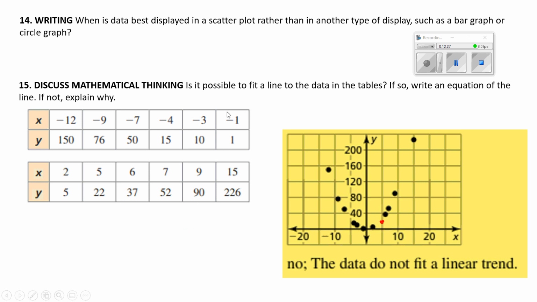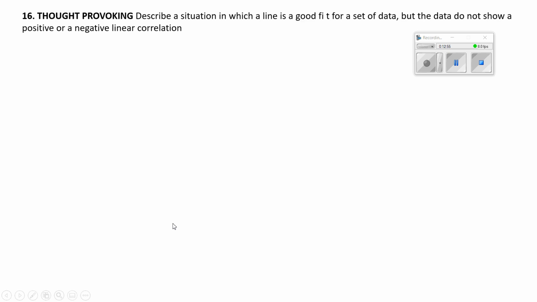All right. Is it possible to fit a line to the data in the tables? Well, no, because this is not a line. Some of it's going down, some of it's going up. The data do not fit a linear trend. It doesn't go upward, it doesn't go downward, it's just going up and down at random. All right. Number 16 is yours to do.